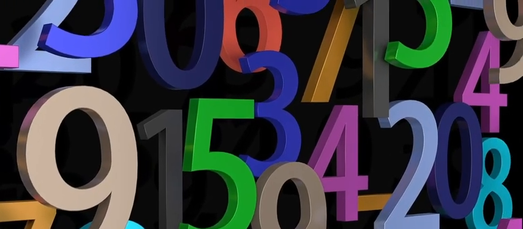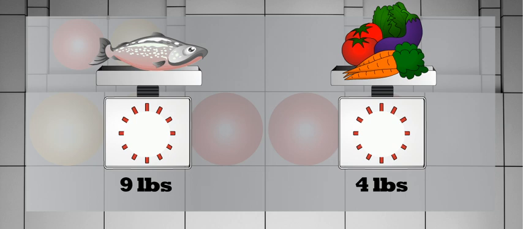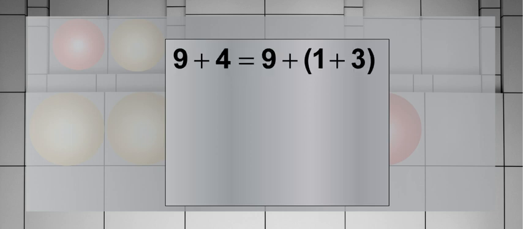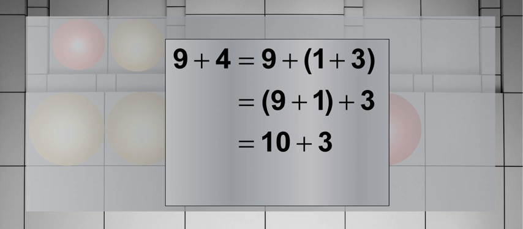Let's look at another example. What is the total weight of the fish and vegetables? Based on the data provided, we are looking to add 9 plus 4. Let's rewrite 4 as 1 plus 3. We'll associate the 9 and 1 in order to make 10. So 9 plus 4 becomes 10 plus 3, which becomes 13.